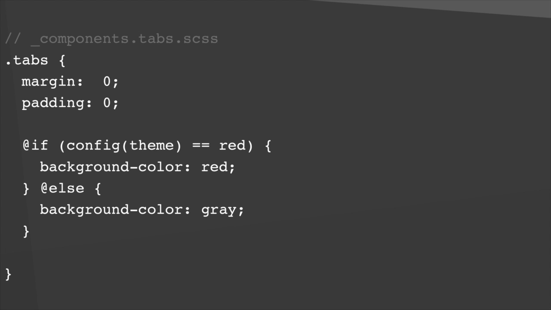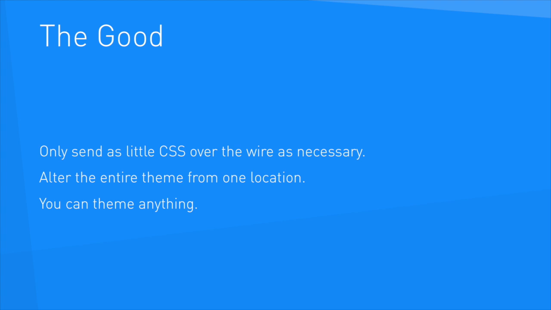The good is that we only send as little CSS over the wire as is needed. We don't send any redundant CSS over the wire because we compile things ourselves. The CSS file is exactly as big as it needs to be. We can alter the entire theme from one location. We just change one setting, we change one variable, the entire project reacts accordingly, recompiles. And again, we can theme anything. We're not limited to just colors here. We could change font sizes, font families, font weights, etc.